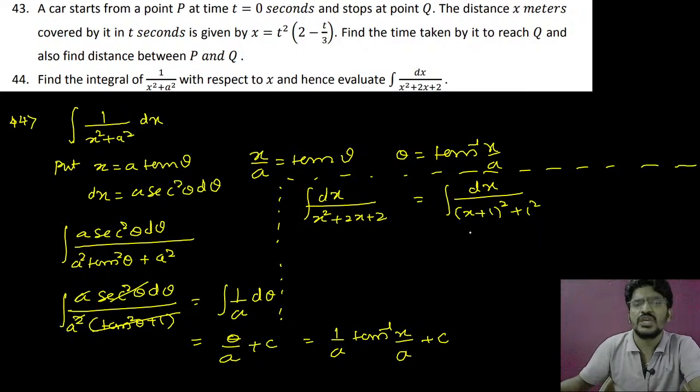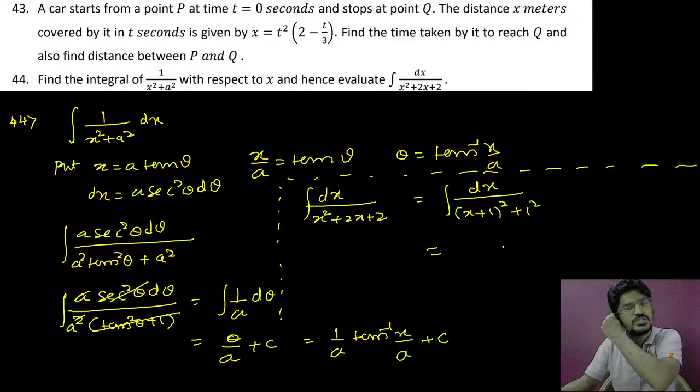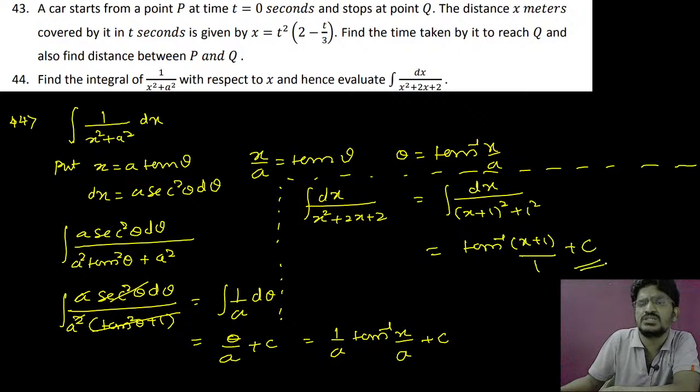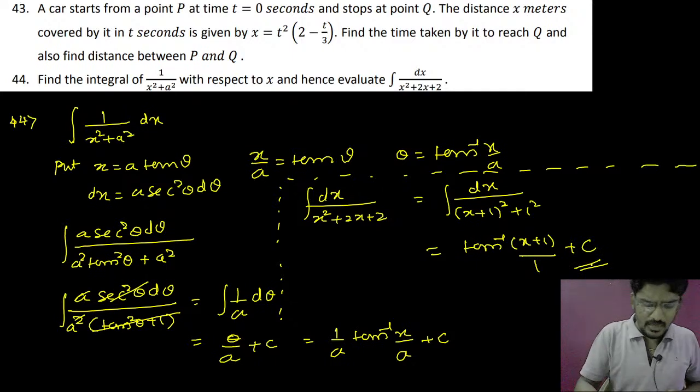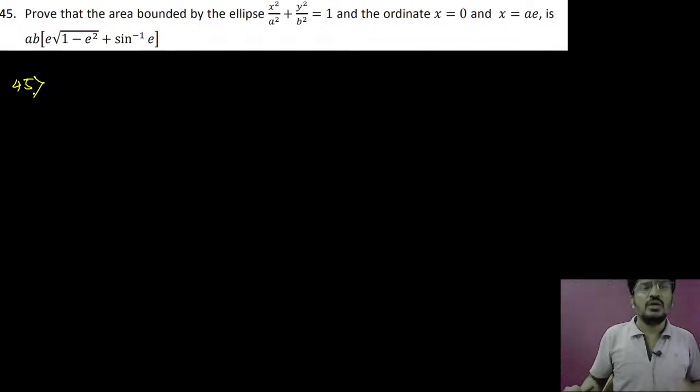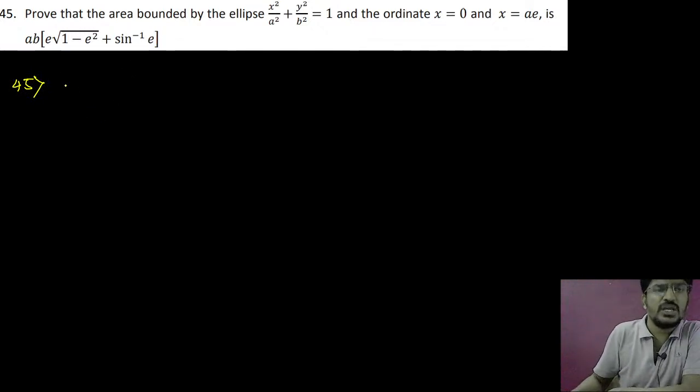So integration of dx divided by (x plus 1) whole square plus 1. 1 by a, means a value is 1, no problem. Tan inverse of x by a, that is (x plus 1) divided by a is 1, plus c. This is your answer. Okay. So quickly tell me everyone, we can go for the next problem, that is 45. So 45 already we have solved in the previous model question paper also. And now also we can solve it here, no problem.